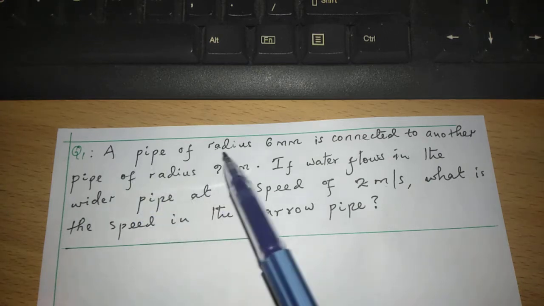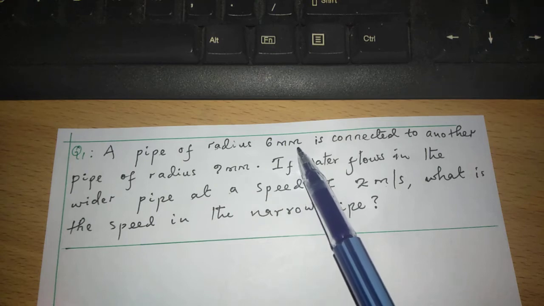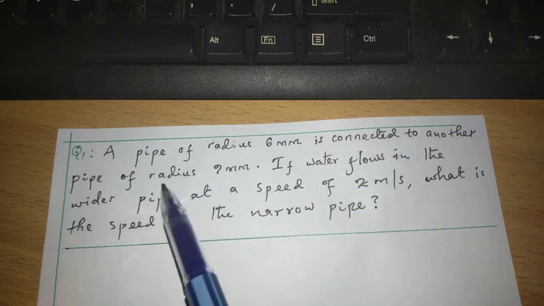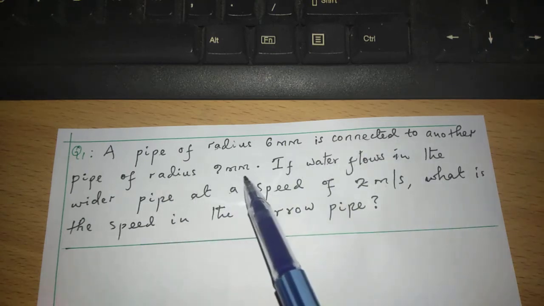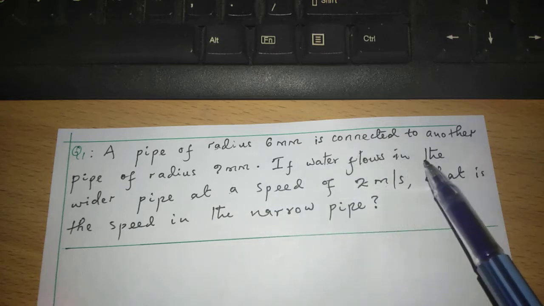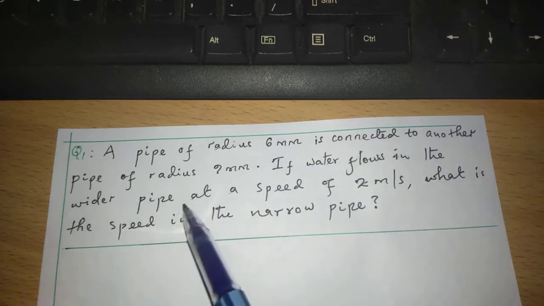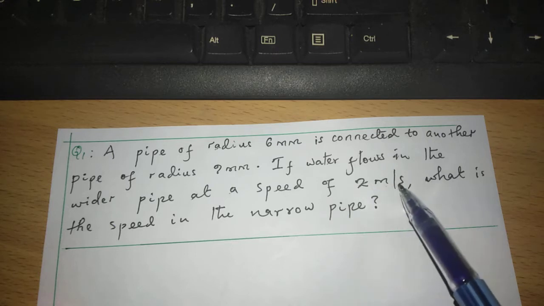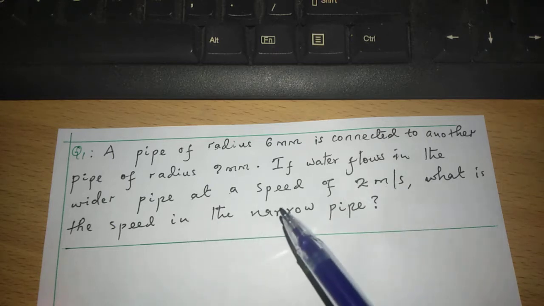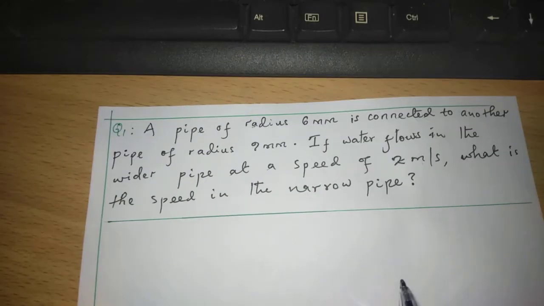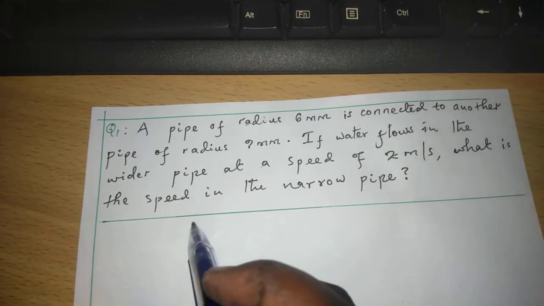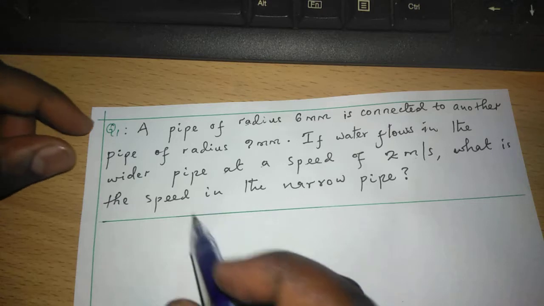We are told that a pipe of radius 6 millimeters is connected to another pipe of radius 9 millimeters. If water flows in the wider pipe at a speed of 2 meters per second, what is the speed in the narrow pipe? So what we should know here is that there is something we call the volume flux.